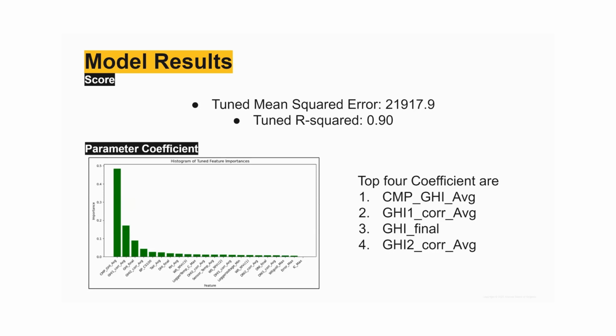So again, we have listed the top four input features in terms of the importance of coefficients or the coefficient value for this model. And again, we can see that the global horizontal irradiance has scored the highest in terms of the importance for this model.